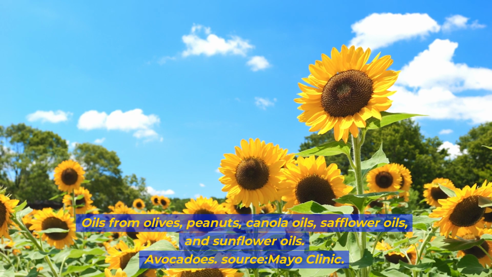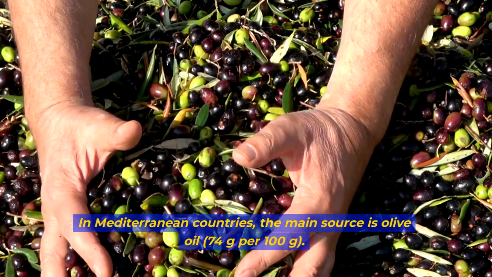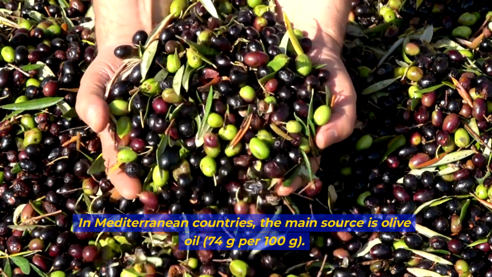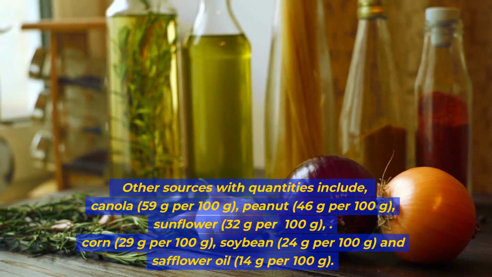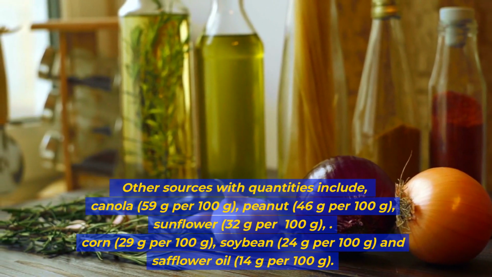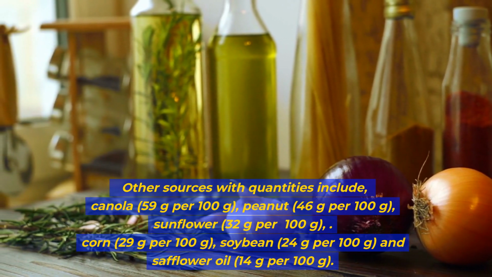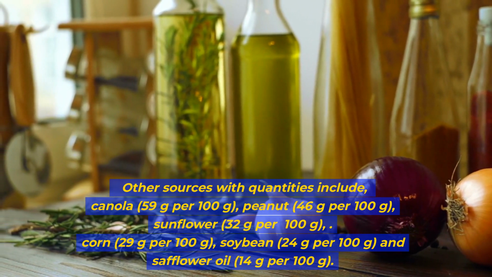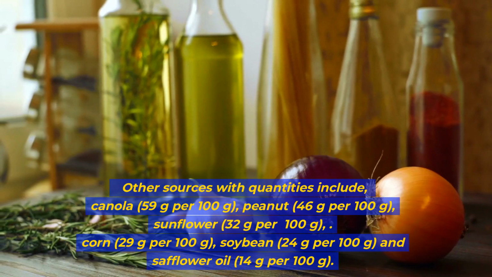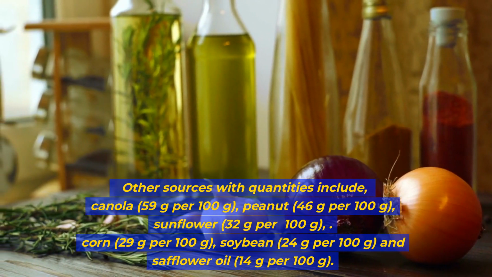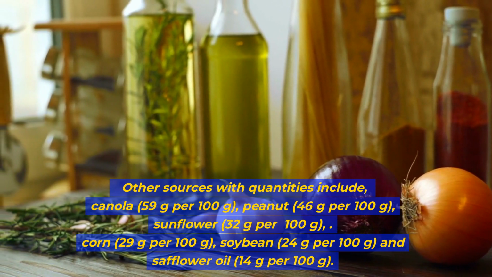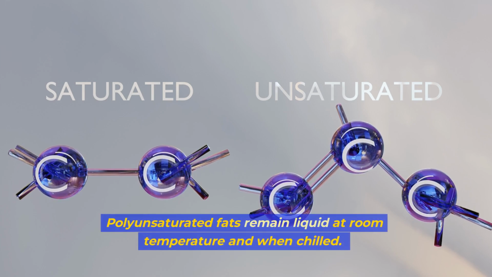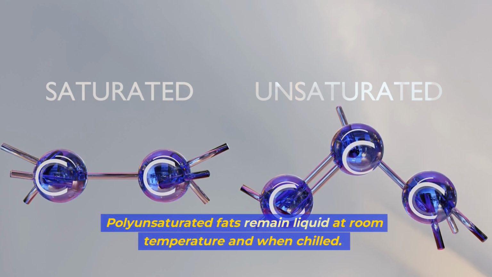Source: Mayo Clinic. In Mediterranean countries, the main source is olive oil, 74 grams per 100 grams. Other sources with quantities include canola, 59 grams per 100 grams, peanut, 46 grams per 100 grams, sunflower, 32 grams per 100 grams, corn, 29 grams per 100 grams, soybean, 24 grams per 100 grams, and safflower oil, 14 grams per 100 grams. Polyunsaturated fats remain liquid at room temperature and when chilled.